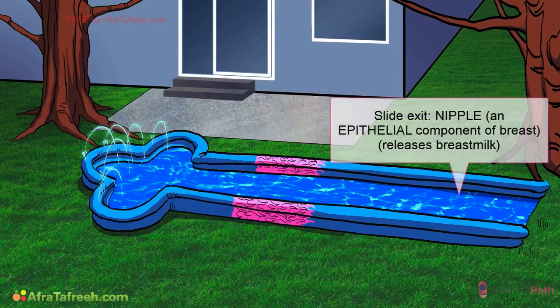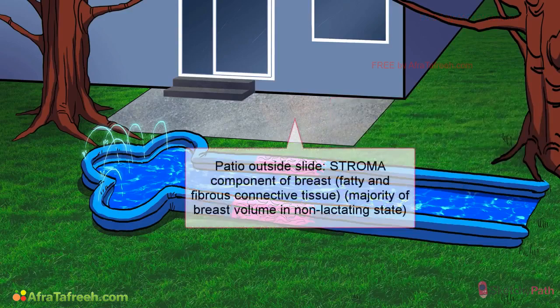We're focusing a whole lot on the epithelial components of breast tissue, for good reason. That's where most of the pathology lies. It should be noted that the stroma, which is composed of fatty and fibrous connective tissue, makes up the majority of the breast volume in the non-lactating state. Turns out that breast pathology can arise from the stroma as well, which we'll get into in a moment.